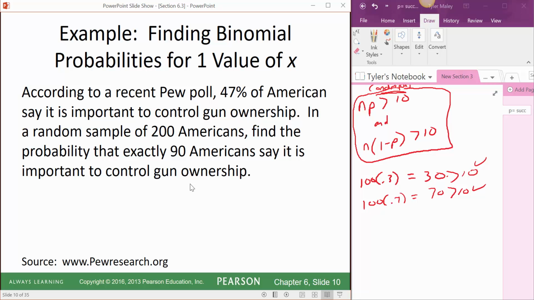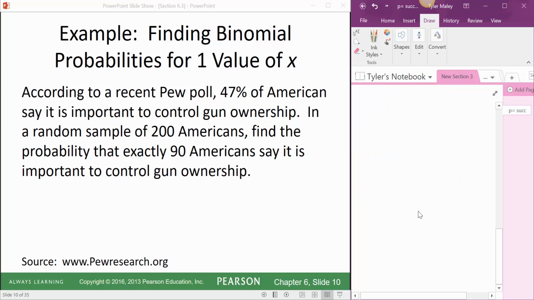So it says, according to a recent Pew poll, 47% of Americans say it is important to control gun ownership. In a random sample of 200 Americans, find the probability that exactly 90 Americans say it is important to control gun ownership. Right? So in other words, we're trying to find the probability that x is equal to 90, right? Exactly, it says exactly 90. So we want to find this.